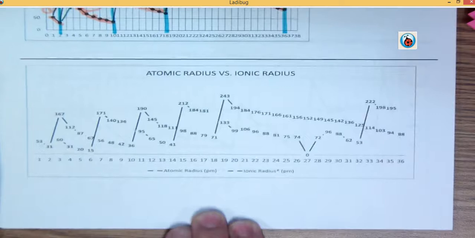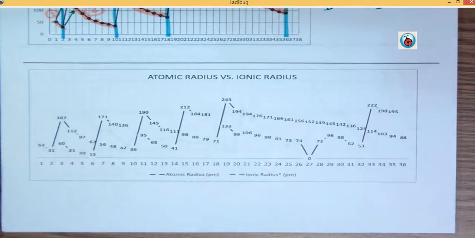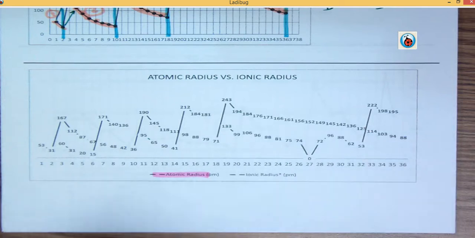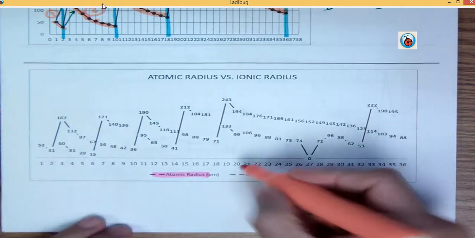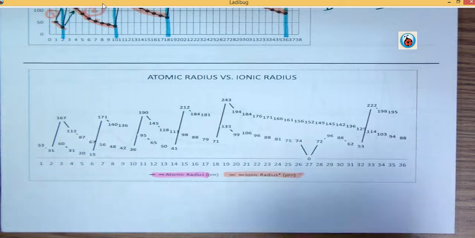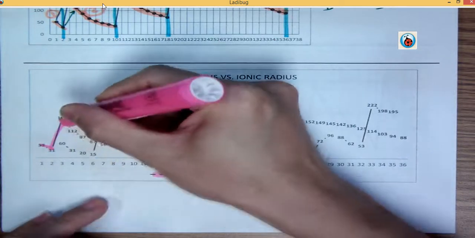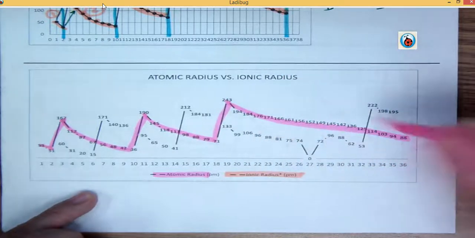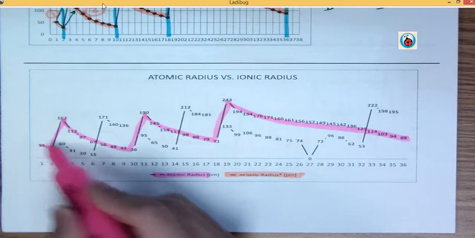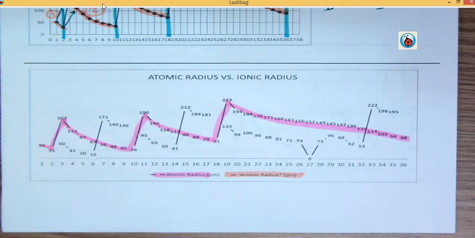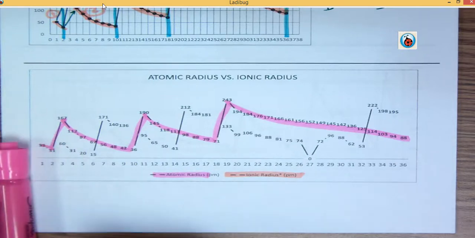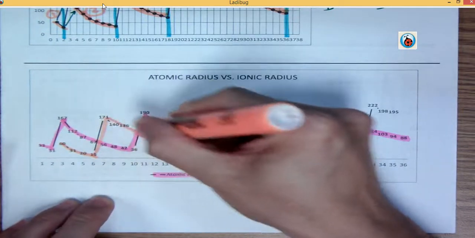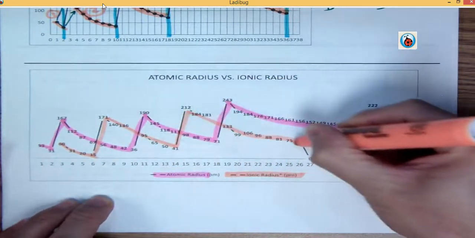Okay, and the second graph, it's not very clear in your paper, but there are two trends here: atomic radius and ionic radius. Here's atomic radius. Atomic radius is the line that starts with element 1 and 2 here. It starts with 53 and 31. So trace that with a different color, because it didn't print out. On my printout it was blue and green, but with a black and white printout it's not very clear. So I'm going to do orange and pink here so you can tell.